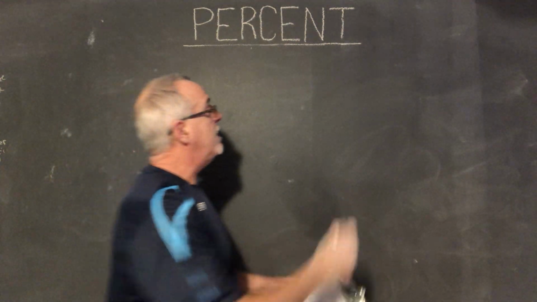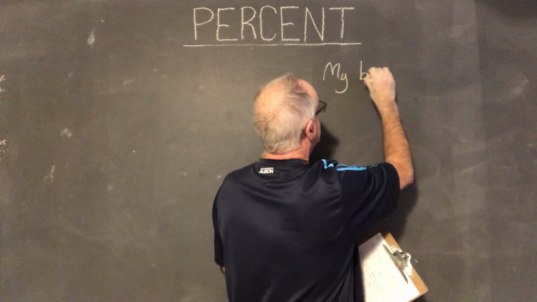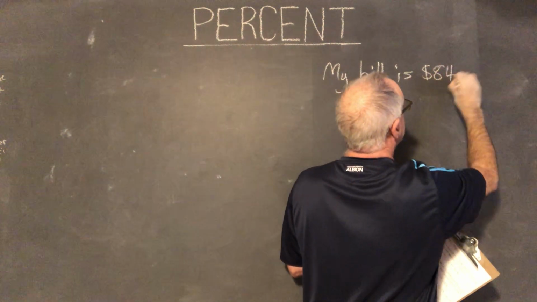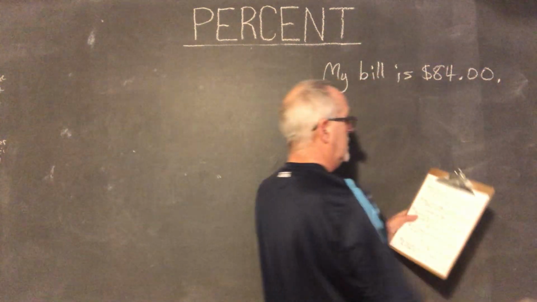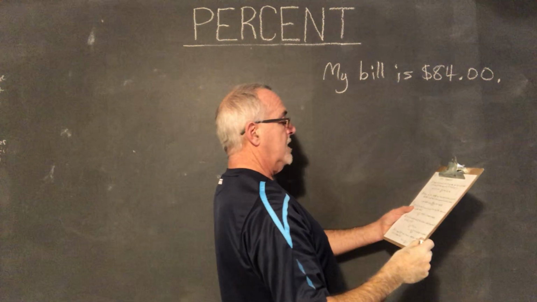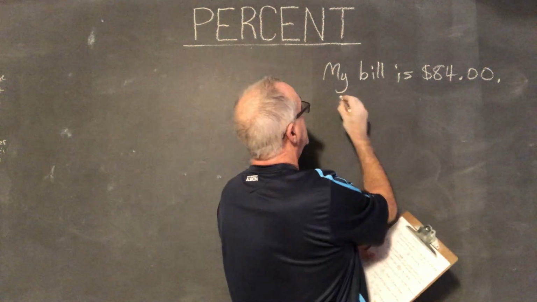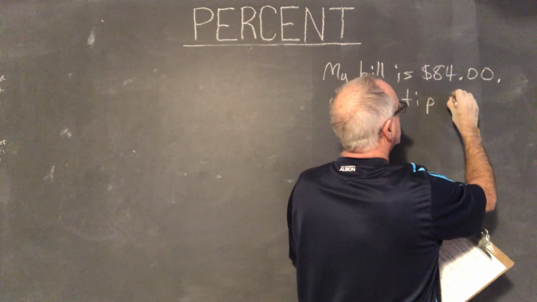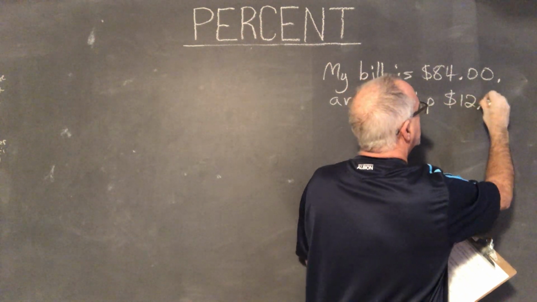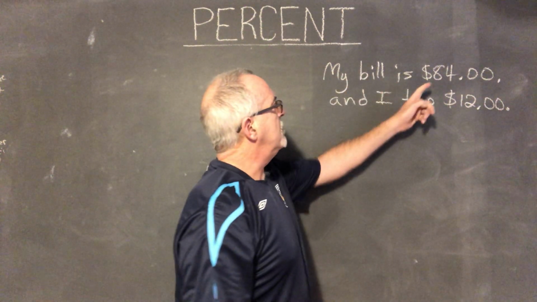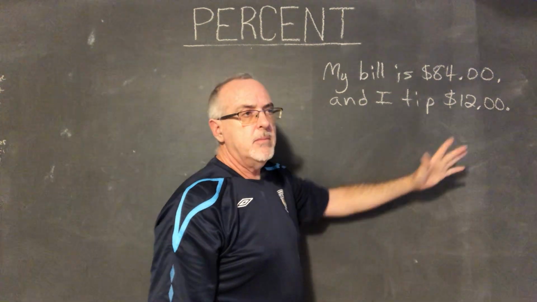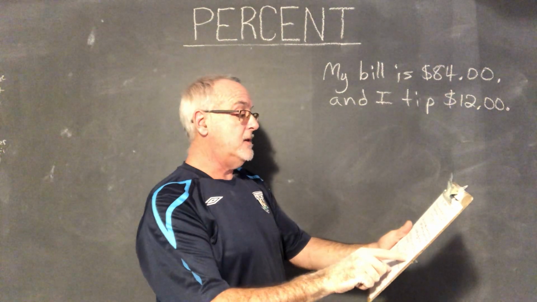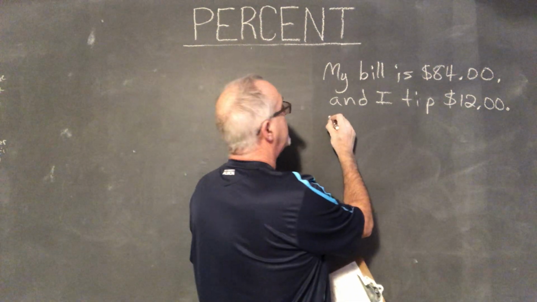My bill is $84. Decimal and period. Okay. And I tipped $12. Okay, so this time I know how much I'm tipping. And this is often the way it will go. A person will look at their bill and decide how much to tip. But if I'm wondering, well, what percent tip is that? Well, that's the next question, isn't it? Yes, what percent tip did I give?